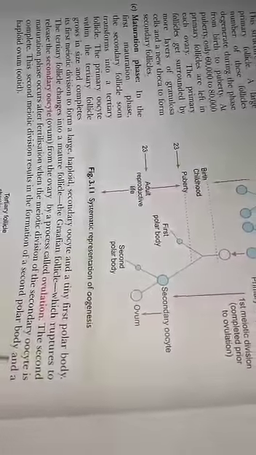The second maturation phase occurs after fertilization when the meiotic division of the secondary oocyte is completed. This second meiotic division results in the formation of a second polar body and a haploid ovum.